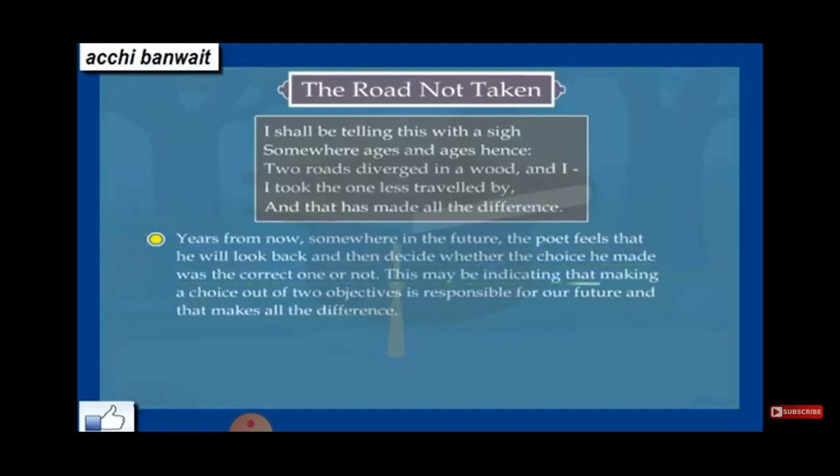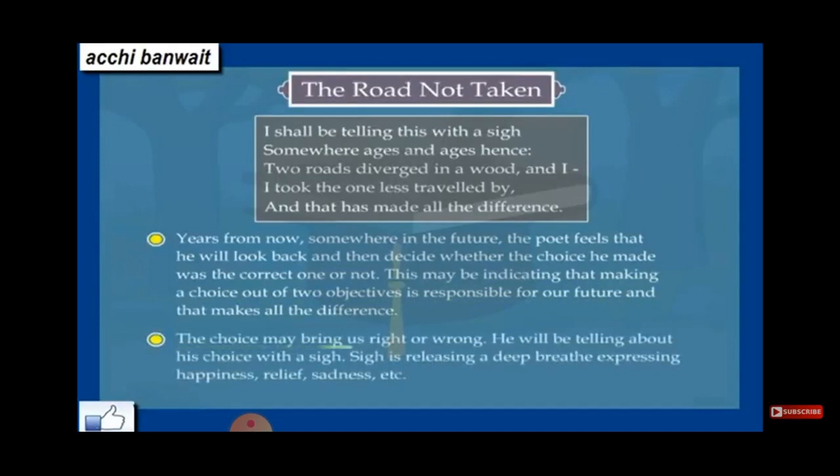This may be indicating that making a choice out of two options is responsible for our future, and that makes all the difference. The choice may bring us right or wrong. He will be telling about his choice with a sigh. A sigh is releasing a deep breath, expressing happiness, relief, sadness, etc. So, if the choice proves to be right, it will be a sigh of happiness or relief. And if the choice is wrong, it will be a sigh of disappointment.